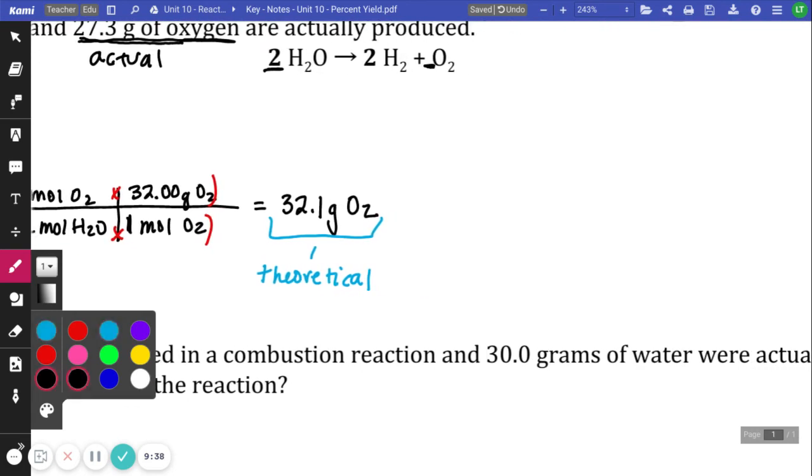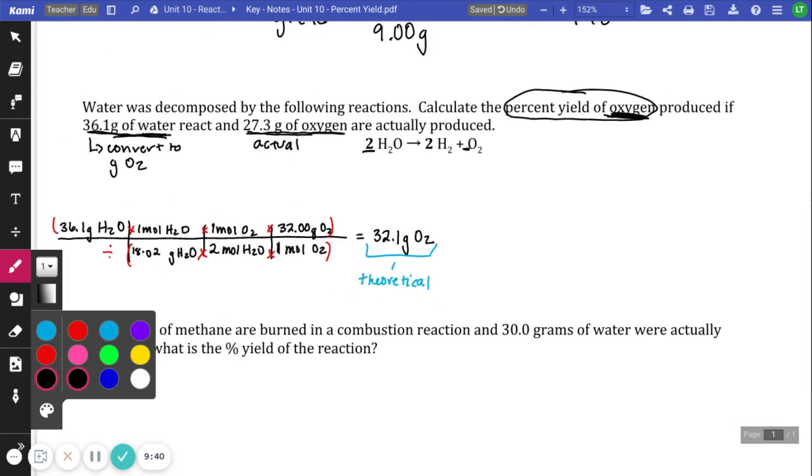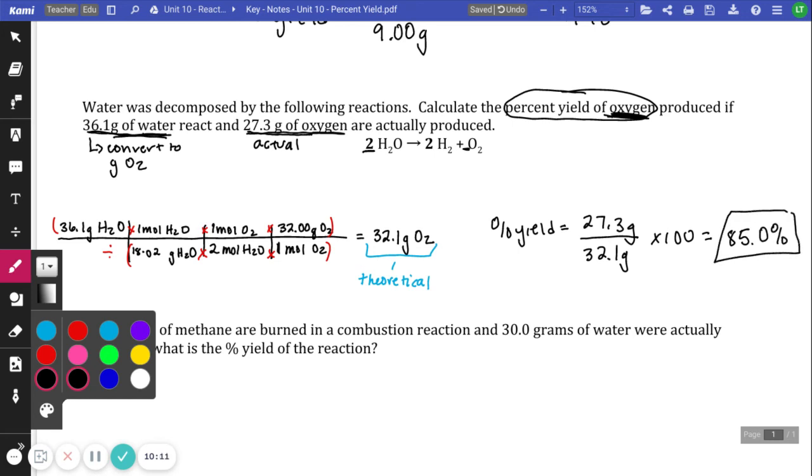All right. So now we can take our actual and our theoretical and plug them into our equation. Our percent yield is equal to our actual yield, which is 27.3 grams, over our theoretical, which is 32.1 grams, times 100. Plug it into your calculator. And when I plugged it in, I got 85.0%. All right, so that's that one.